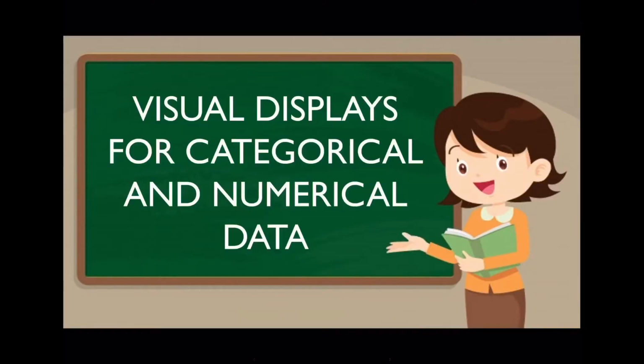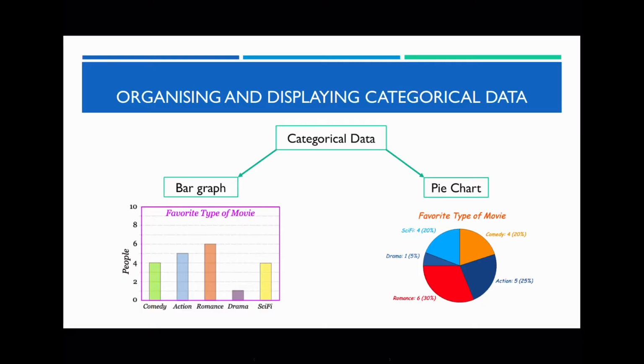Now, in today's lesson, I'm going to be showing you the visual displays for both categorical and numerical data. So let's look at the visual displays for categorical data. When we are representing categorical data in a graph, you could represent this by showing a bar graph, or you could show this using a pie chart. You've probably done this earlier in your high school life, probably in year 7, when you were drawing your bar graphs and pie charts. We're not going to look at them in great detail, just a quick review.